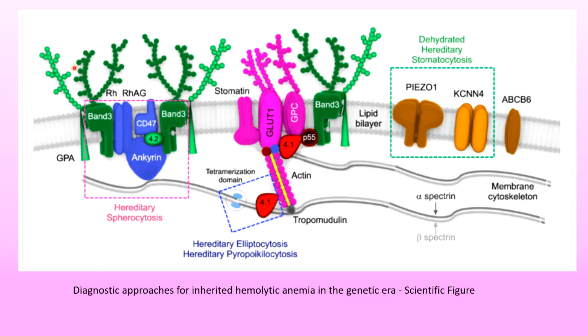So this is a picture of what I just spoke about. Here is the spectrin, which is the membrane cytoskeleton, which forms the spine of this whole structure. And band 3 and glycophorin C is one unit, and ankyrin band 3 is the second unit. As you can see, a defect in this unit leads to hereditary spherocytosis. A defect in the tetramerization domain leads to elliptocytosis or pyropoikilocytosis. A defect in other molecules like PIEZO1, ZO1, KCNN4 causes dehydrated hereditary stomatocytosis. So depending on which area of the RBC is involved, a different morphology sets in.